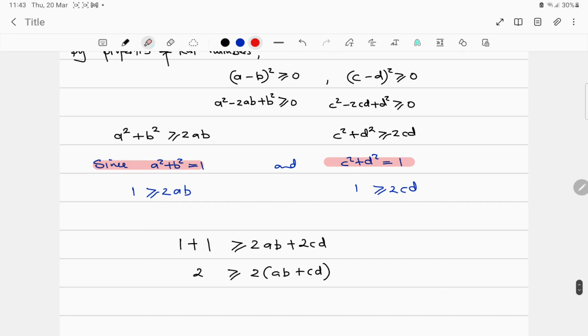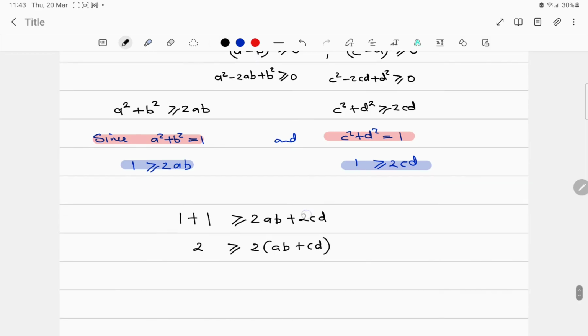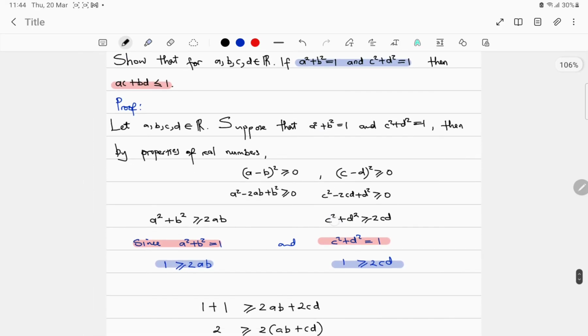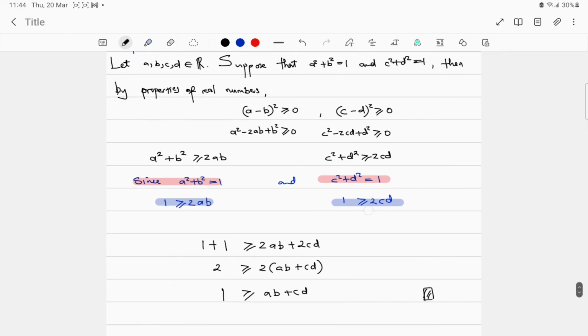Then we add this one and that one to get 1 plus 1 is greater than or equal to 2AB plus 2CD. Therefore, if we divide by 2, the result follows, and the proof is complete. So don't forget, whenever you're writing a proof of an if-then statement, you have to put your supposition so that you use it in the midst of the proof to get to what you want.